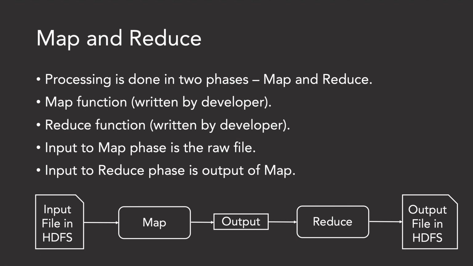We have that input file in HDFS, that is the distributed storage, which is fed into the map phase where the map function runs, and the map function generates output. The output is fed to the reduce phase wherein the reduce function runs, and that does some aggregation and then puts the records in output, which is again in HDFS. So I have shown here HDFS. It can be any distributed storage like Amazon S3, Google Cloud Storage, or Azure Blob Storage.